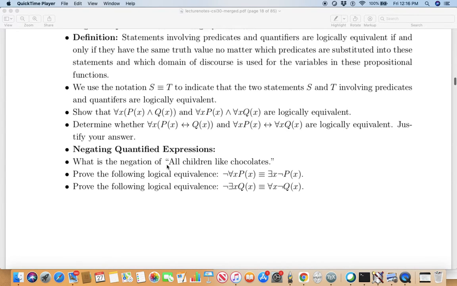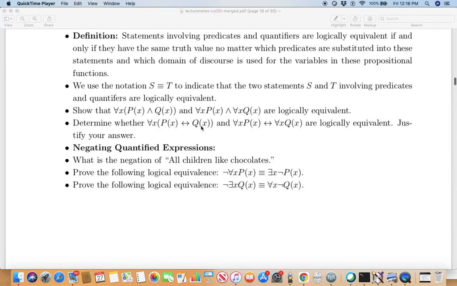Determine whether for all x, p(x) if and only if q(x), and for all x p(x) if and only if for all x q(x) are logically equivalent.